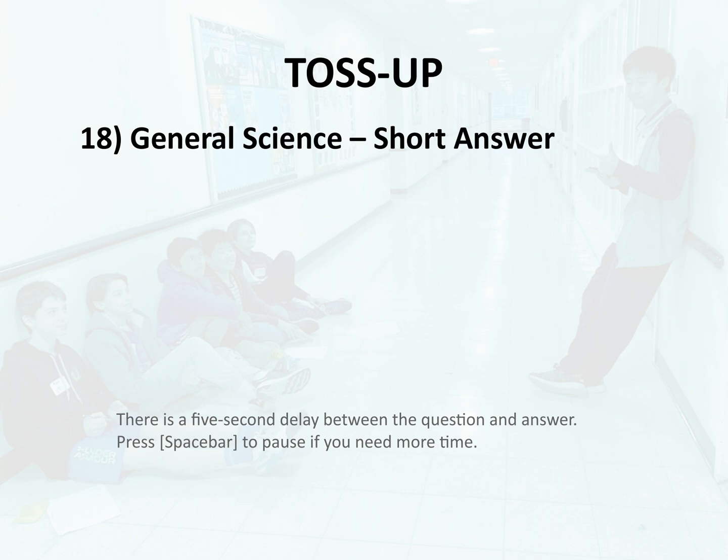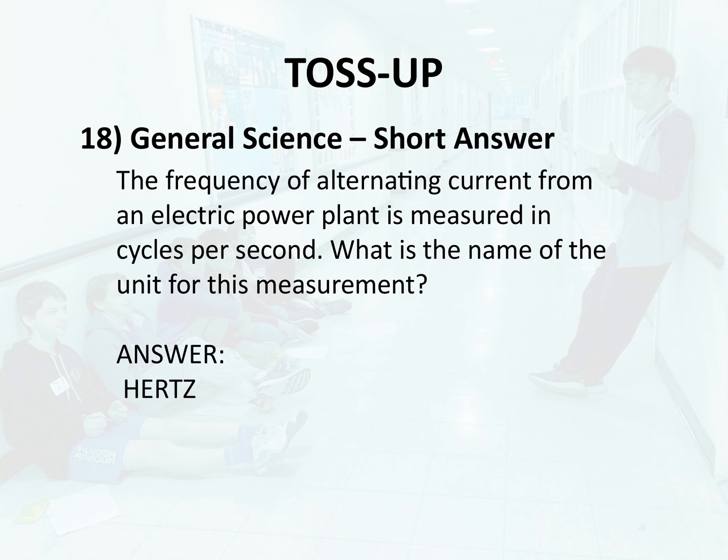Toss-up 18. General science, short answer. The frequency of alternating current from an electric power plant is measured in cycles per second. What is the name of the unit for this measurement? Answer. Hertz.